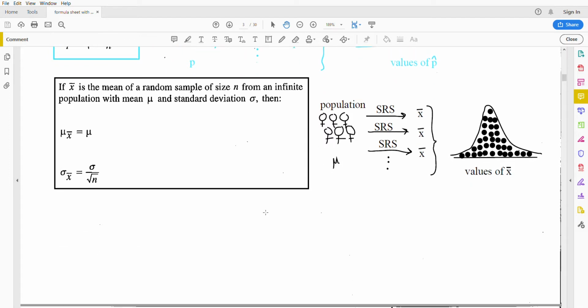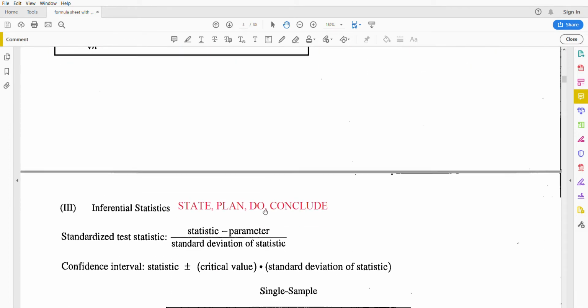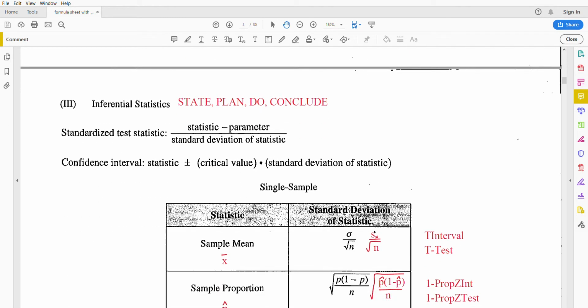Thanks for sticking with me so far. I know this is going to be a long video. We're on the third page now of the formula sheet, and this page is all the formulas that you would need for inference. Inference includes any confidence interval problem or any hypothesis test problem.